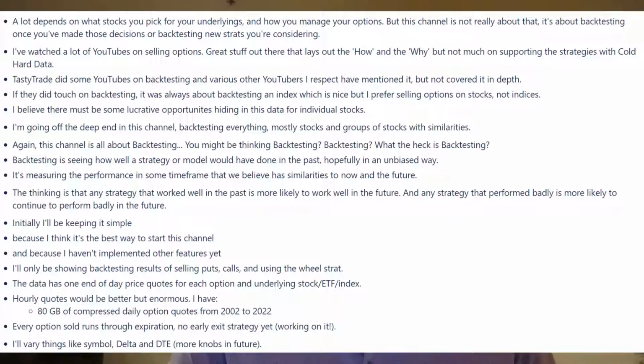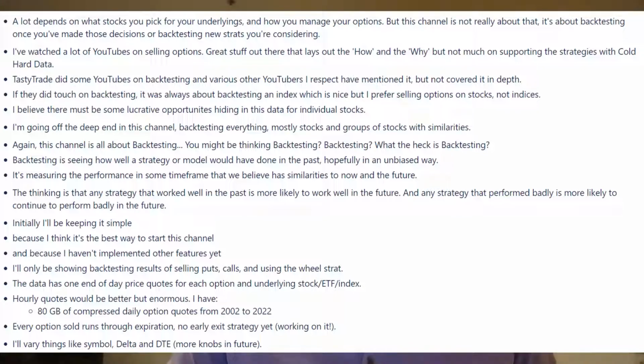You might be thinking, backtesting? What the heck is backtesting? Backtesting is seeing how well a strategy or model would have done in the past, hopefully in an unbiased way. It's measuring the performance in some time frame that we believe has similarities to now and the future. The thinking is that any strategy that worked well in the past is more likely to work well in the future, and any strategy that performed badly is more likely to continue to perform badly.